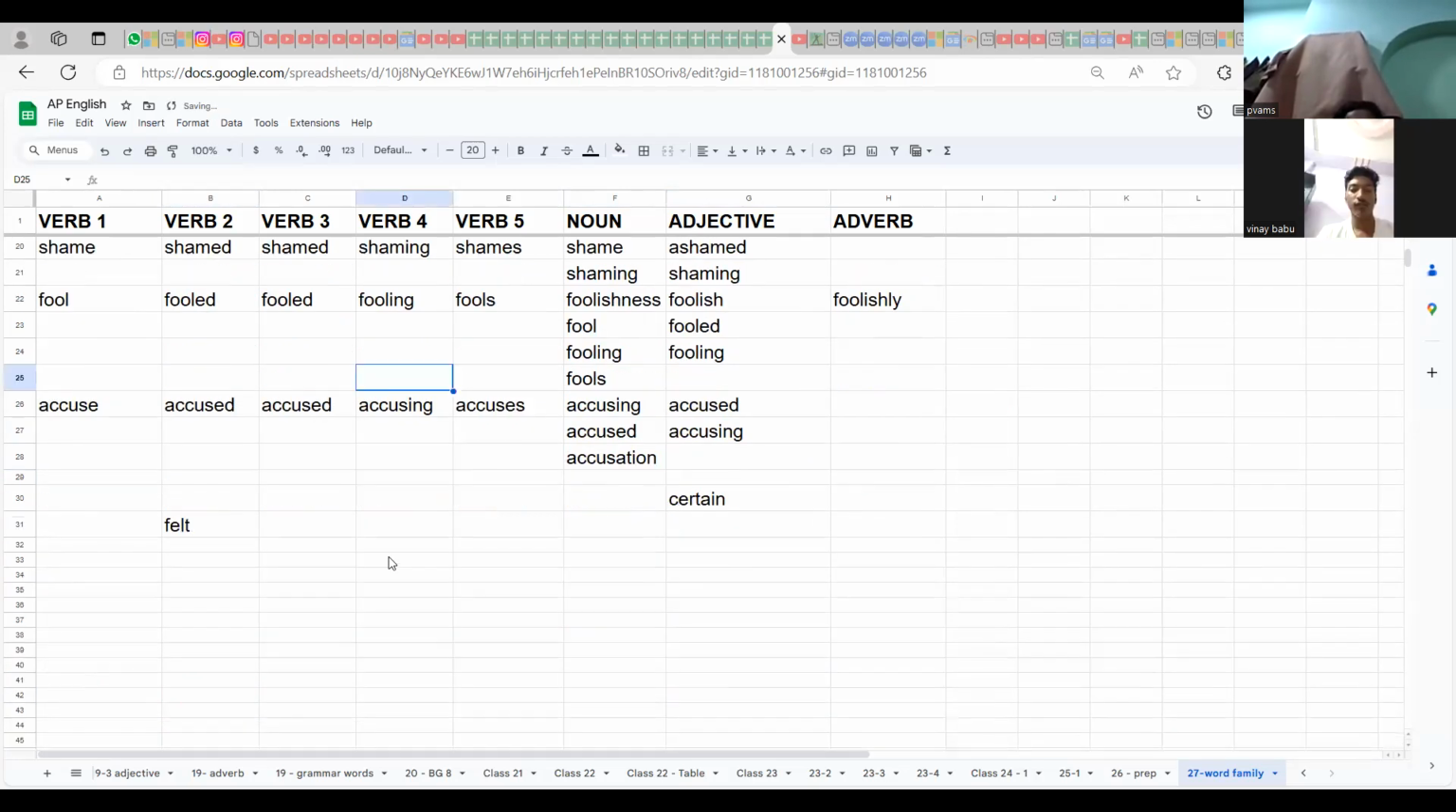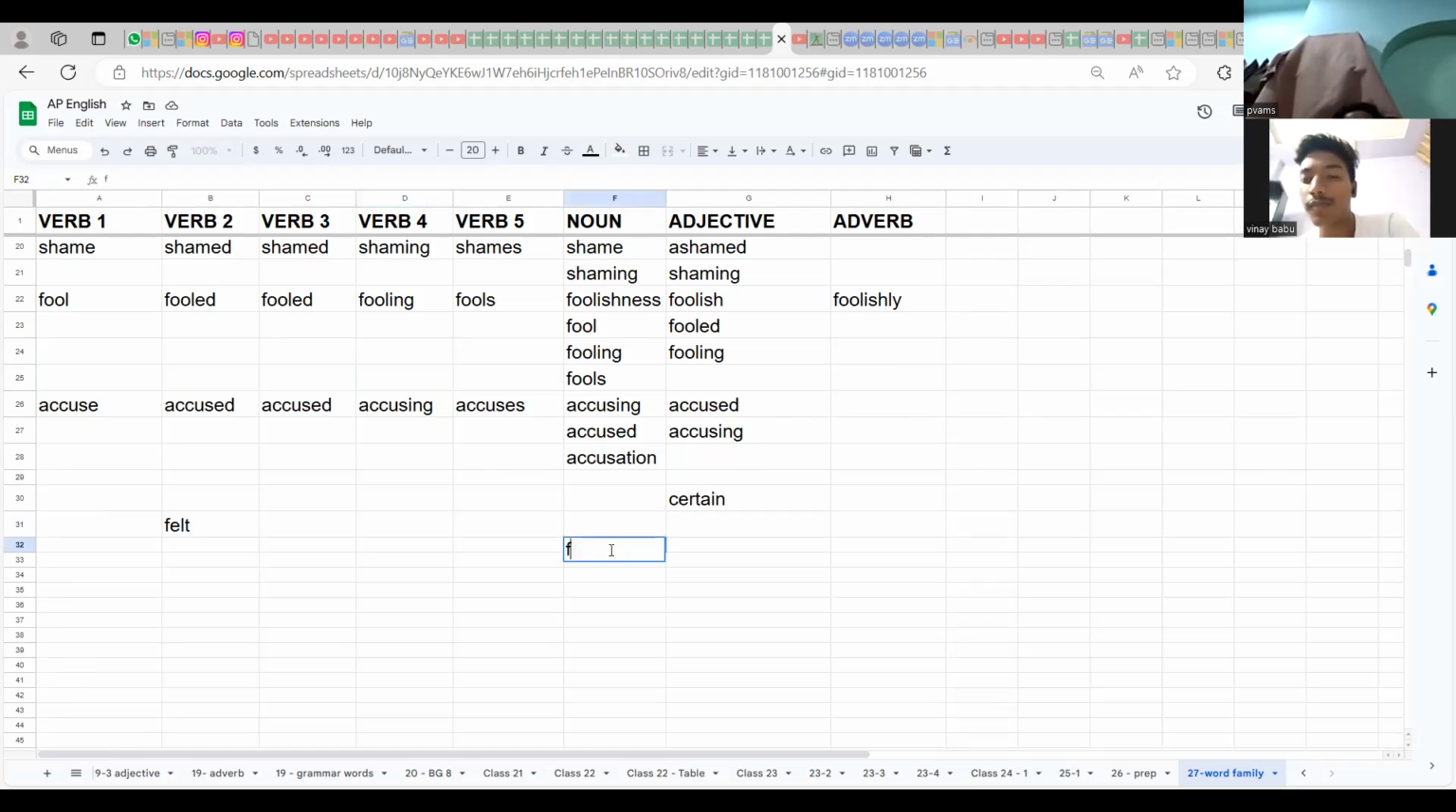Failure. Do you know where it is going to come? Vinay, try that, failure. One word will have so many forms. 1, 2, 3, 4, 5, 6, 7, 8. Vinay, failure. Is it 1 or 2 or 3 or 4 or 5, noun or adjective or adverb? Vamsi, why are you hesitating? Why are you guys saying failure? Verb one, sir. No, failure is going to be noun.